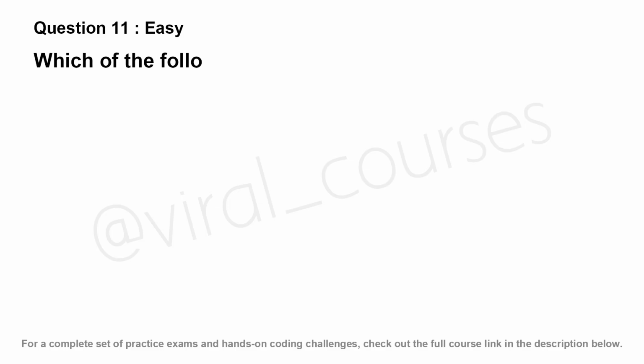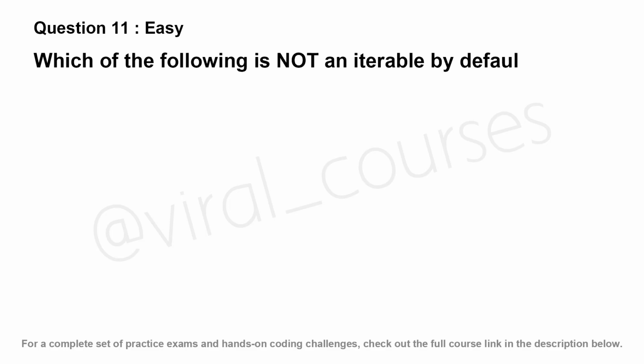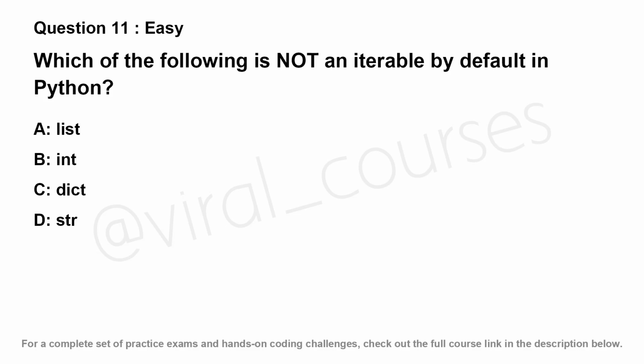Which of the following is not an iterable by default in Python? Option A, list. Option B, int. Option C, dict. Option D, str.